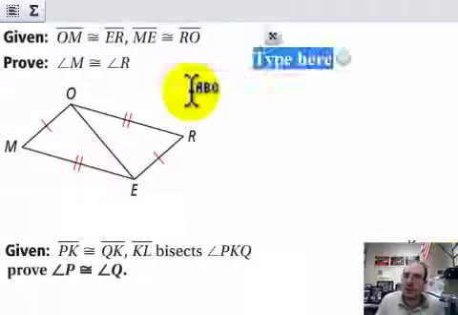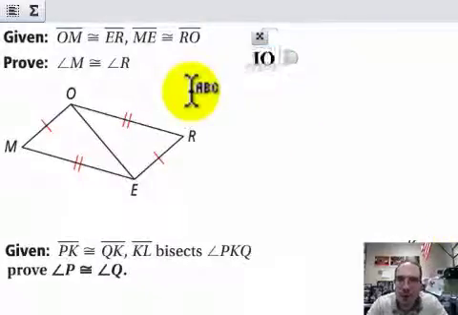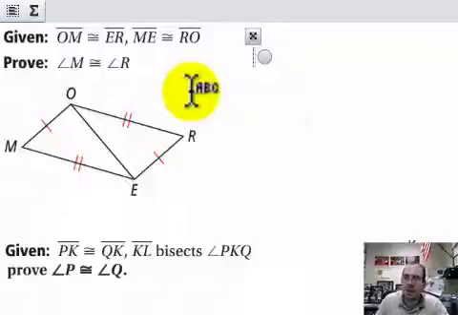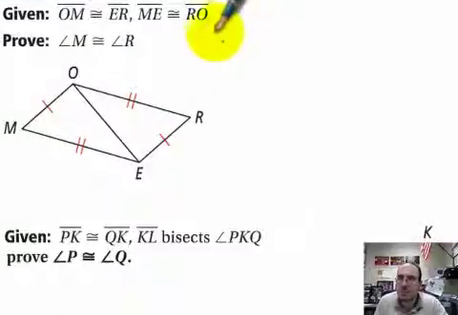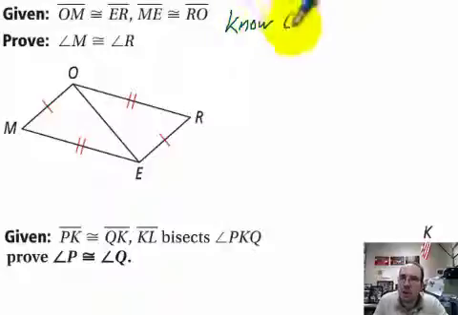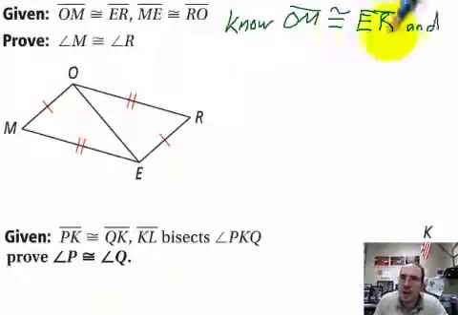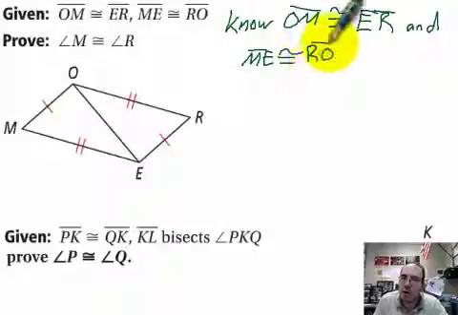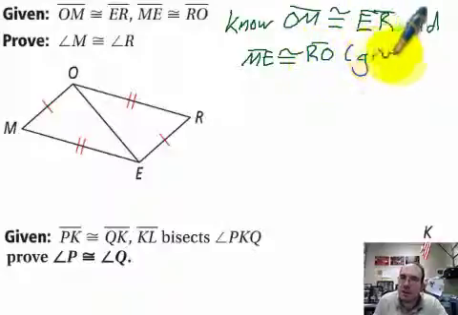Let's do a paragraph proof for this. So you know what? And I'll just write it. This time I think I can write it. So I know that OM is congruent to ER and ME congruent to RO because that's given.